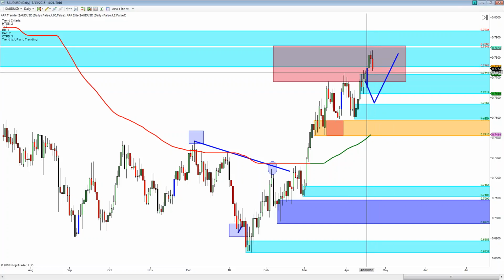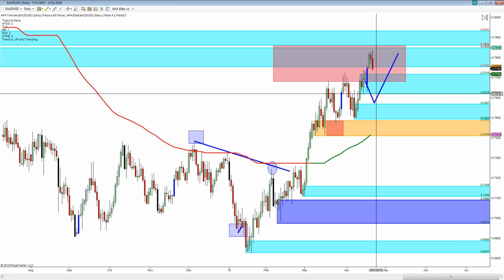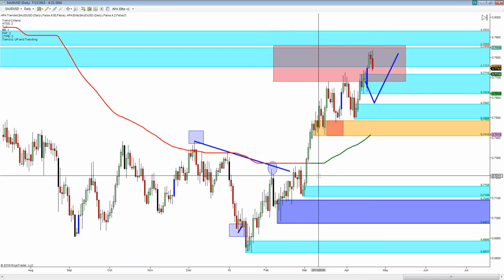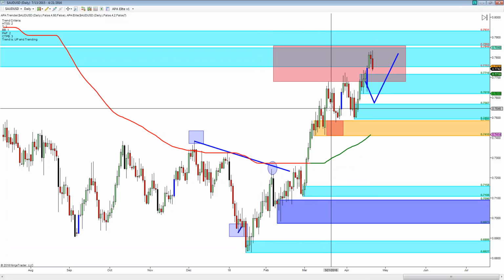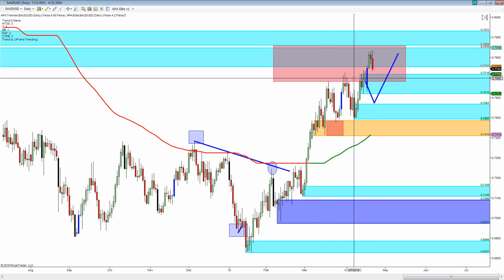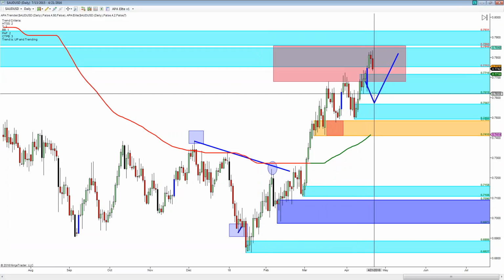So right now you just want to sit on your hands and wait for the long opportunity to present itself, and then get long in this pair, because the uptrend is nice and strong, and we should continue up for a while. So just be patient and wait for the right opportunity to get long in this pair.